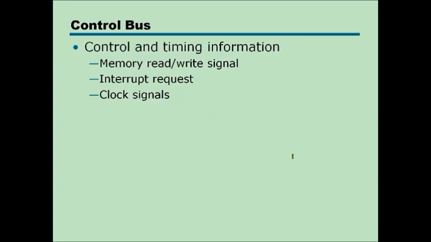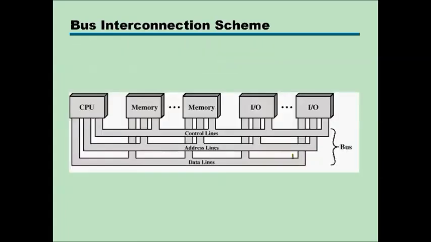Next is the control bus: control and timing information, memory read or write signal, interrupt request, and clock signals. This is an example of a bus interconnection scheme. We have the CPU, the memory, and the I/O. The CPU, the memory, and the I/O have control lines and address lines, and we have the data lines that connect the CPU, the memory, and the I/O. So this is the bus interconnection.